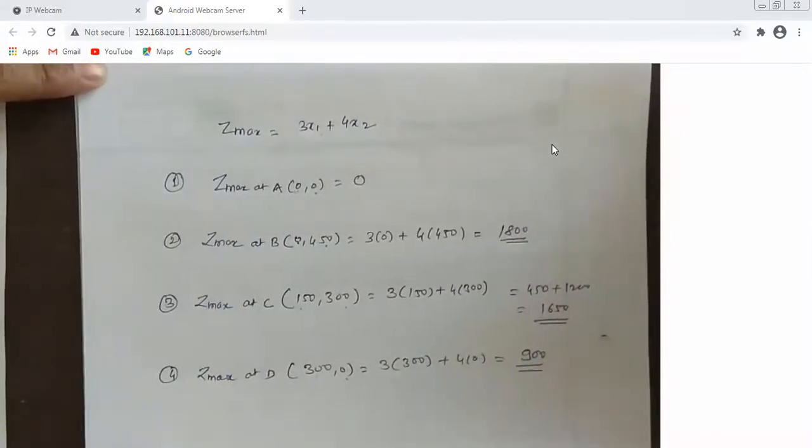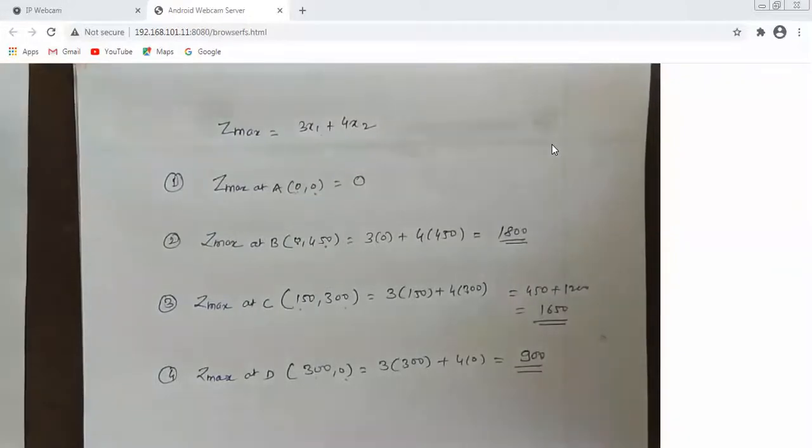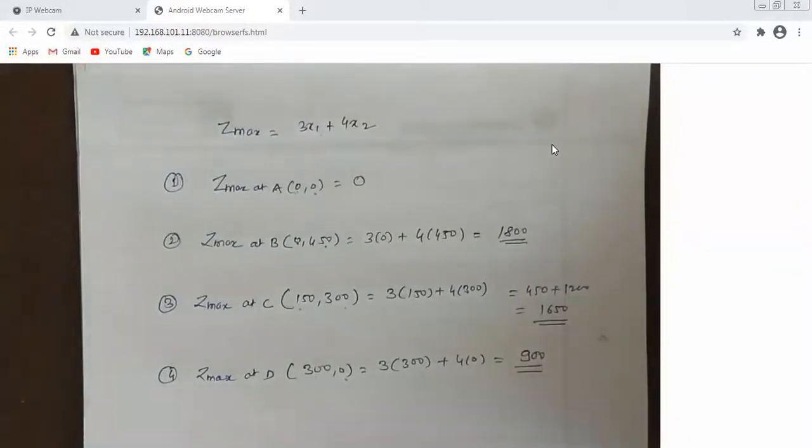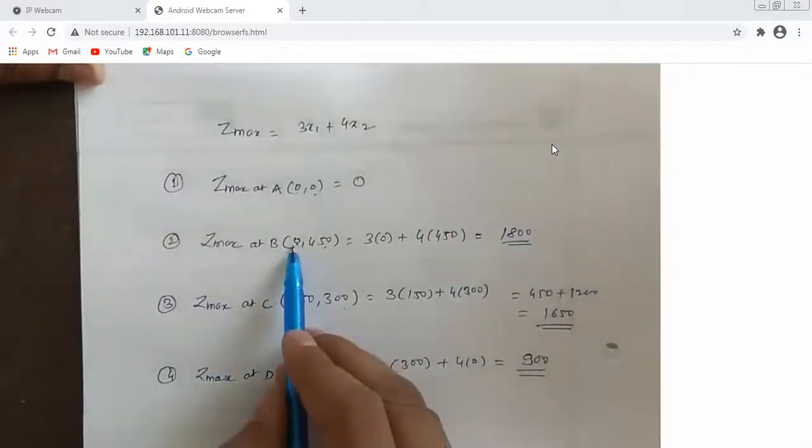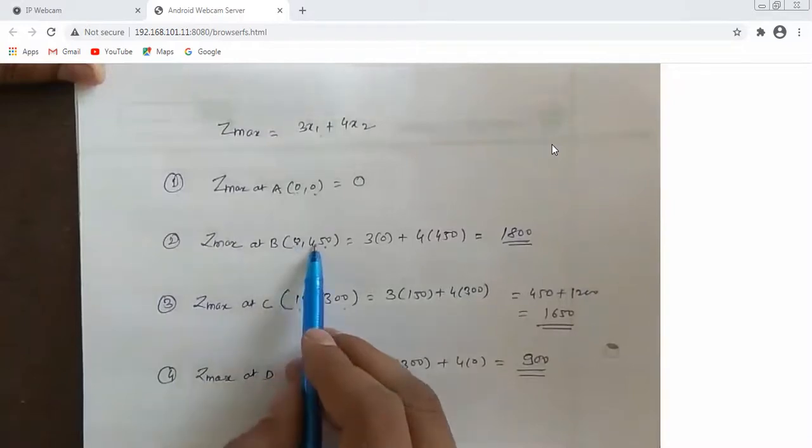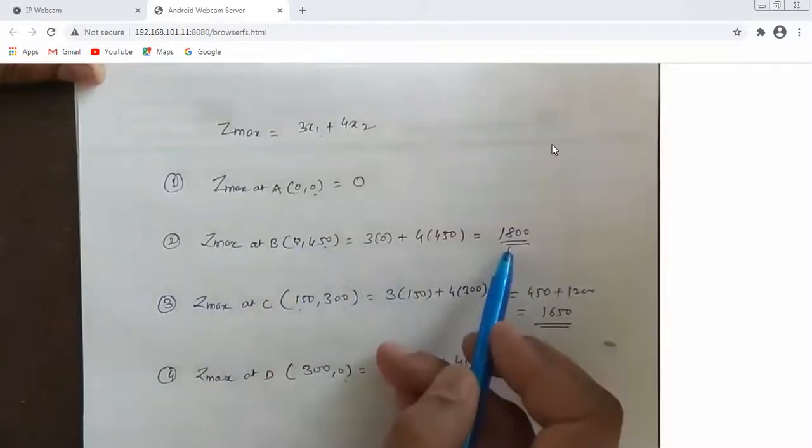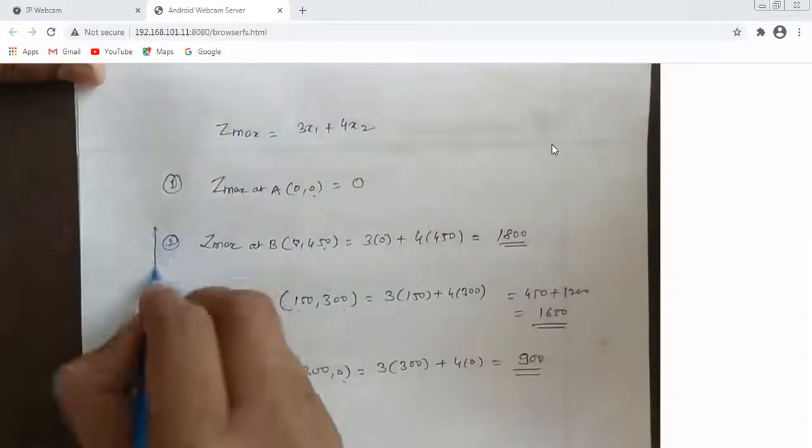Now observe which corner point will give the maximum profit. You can easily tell that at location B, where the coordinates are 0, 450, we are getting the maximum profit of 1800. So this will be our final answer.